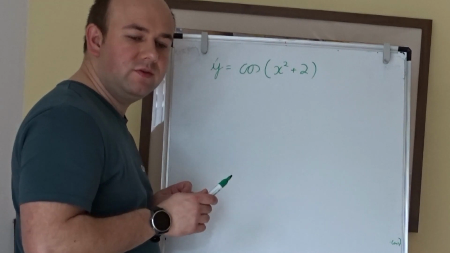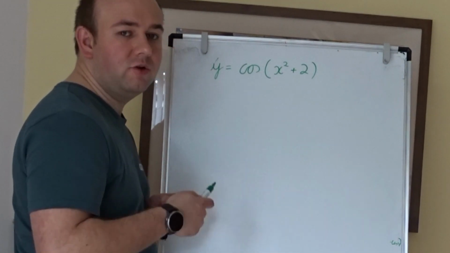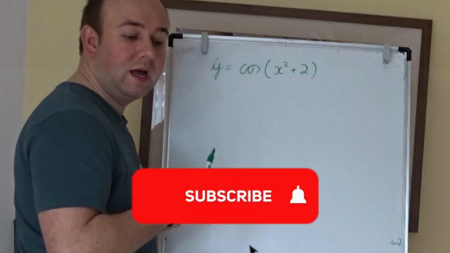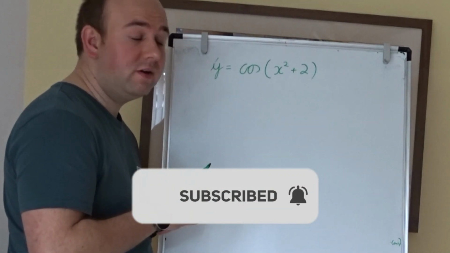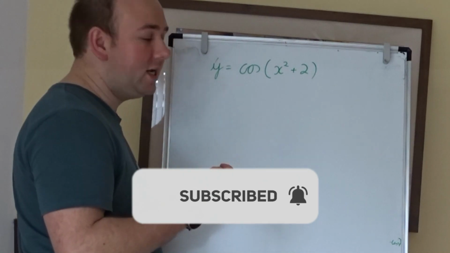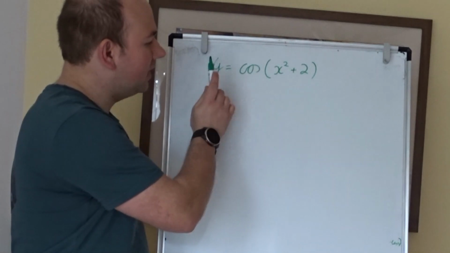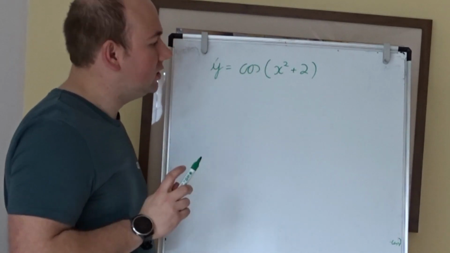So in the previous few episodes we've looked at simple differentiation of functions, the product rule, the quotient rule, and what happens if we have a function that is a summation of other functions or other simple functions. In today's episode we're going to look at something called the chain rule, and what happens if you have a function like this, like y is cosine of x squared plus 2.